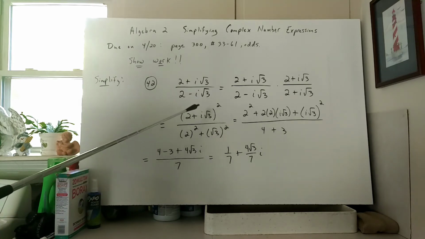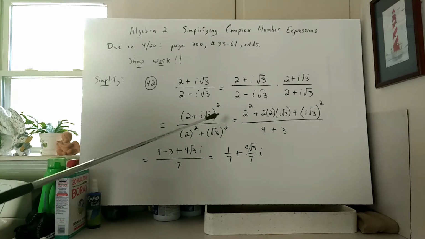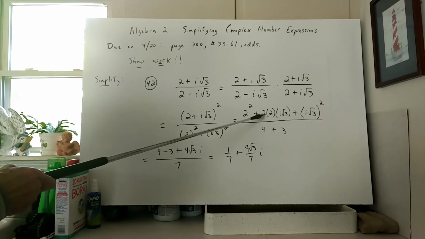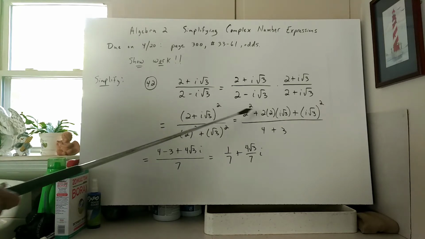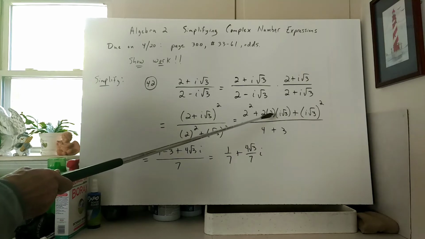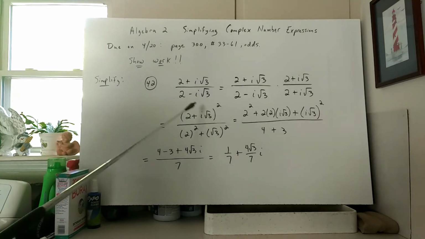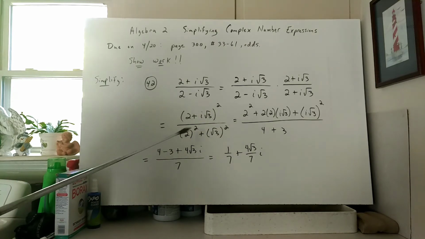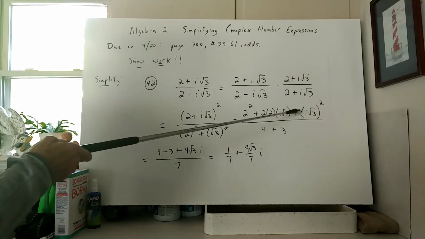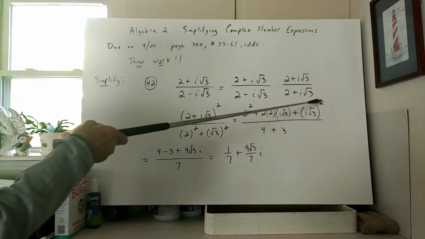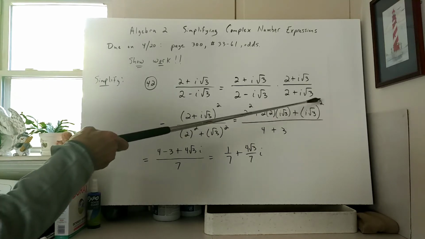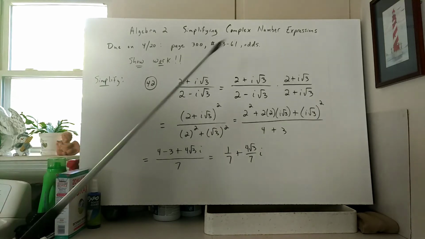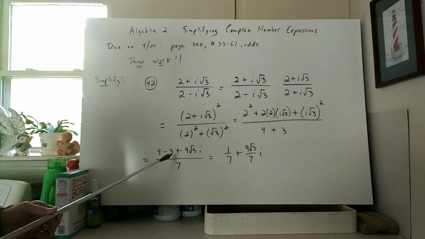In the top, I'm going to use that mnemonic: square, double product, square. So I've squared 2. The double is this first 2. The product is 2 times i square root of 3, right here. And then square, which is we square the last thing. 2 squared is 4. At the end, i squared is negative 1. Square root of 3 squared is 3. So the square of i square root of 3 is negative 3. And there it is, right here, minus 3.